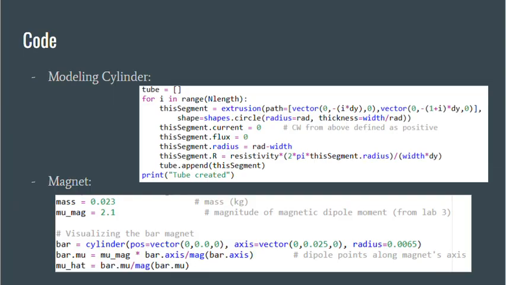Jumping into the code, this just shows how I modeled the cylinder. I created a cylinder and modeled it using a for loop. And then the magnet, we just input the mass and the mu mag that we had from before and modeled the magnet.